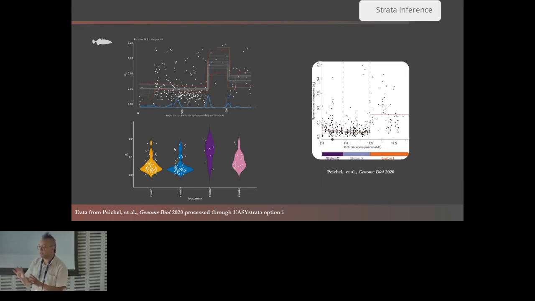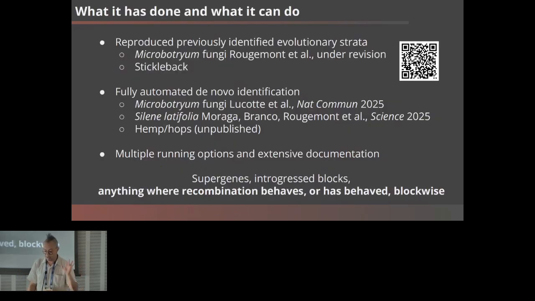We already proved this with the Silene latifolia genome, but maybe animals are different. So we did it with a fish, and we reproduced almost to the base pair the things that they had reported several years ago. And so we were very happy. We submitted this for publication. It's under review right now. Should be okay soon.